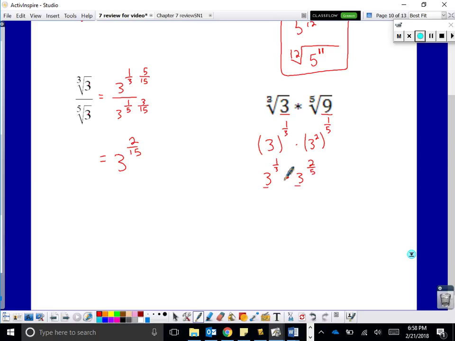I've got same bases, so let's work with my exponents. In order to do so, I need to add them and get a common denominator. So this is going to be 5 over 15. This is going to be 6 over 15, leaving me with 3 to the 5 plus 6 is 11 over 15. So that one was a little trickier. Didn't have same base or same exponent, so we had to rewrite.